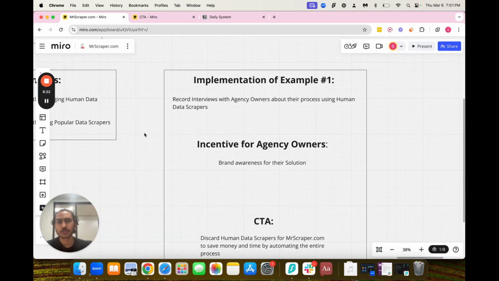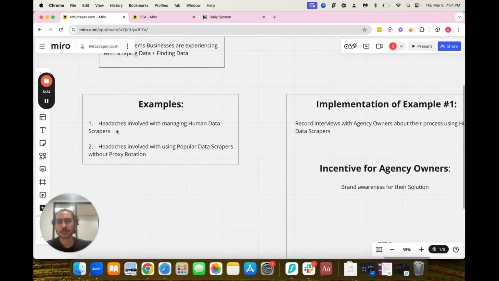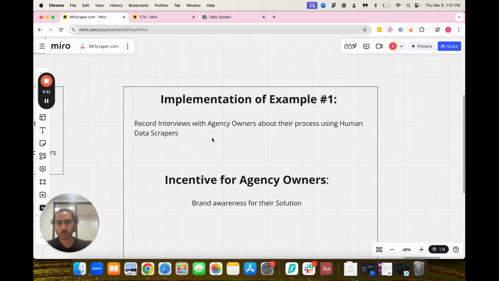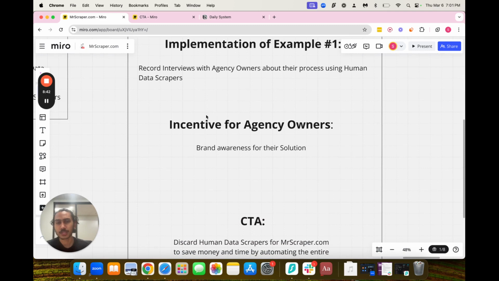Okay. Now, if we're implementing example number one here, which are headaches involved with managing human data scrapers, what would work is recording interviews with agency owners, so productized solutions, about their process using human data scrapers. And the incentive for agency owners getting on these interview conversations would be brand awareness for their solution.